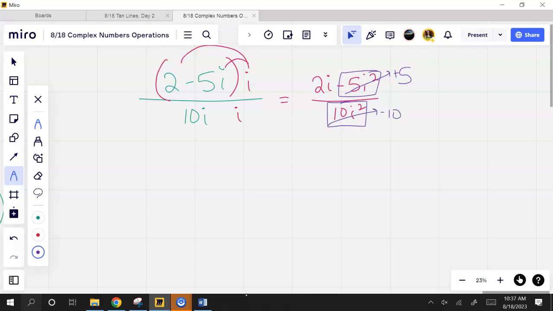So let's write our fraction now. And I'm going to switch it around. I'm going to do 5 plus 2i, just so that the i comes second. You don't have to do that. If you put 2i plus 5, that's fine. Over negative 10, and I'm done. Okay? Y'all okay? Because I'm fixing to crank it up. One more scenario, and I'm done.